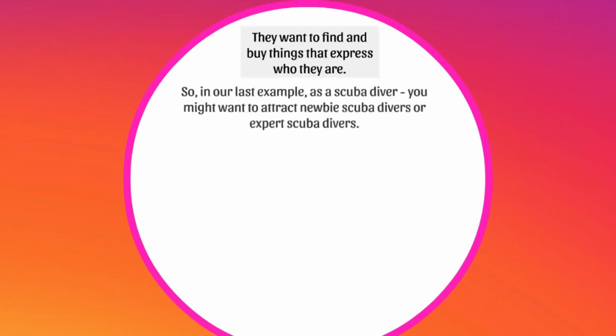So, if you think about yourself, if you find something that could potentially improve yourself, improve your hobby, improve your likes and avoid the dislikes and all that, you're more likely to trust that brand, that person, that company, right? So same kind of concept here. They want to find and buy things that express who they are. So if you can help them do that via the lifestyle, via the brand, then you're going to be able to close a lot of sales on Instagram.